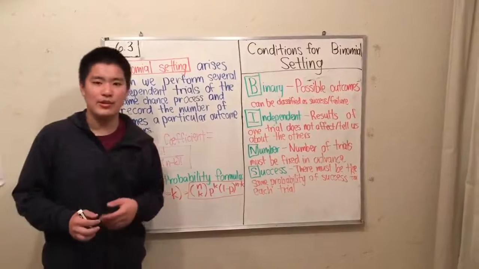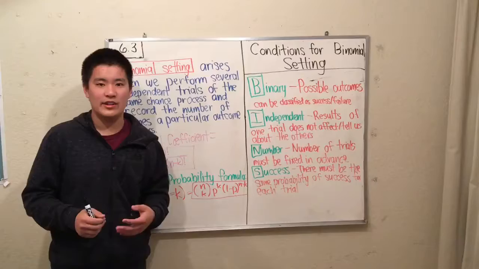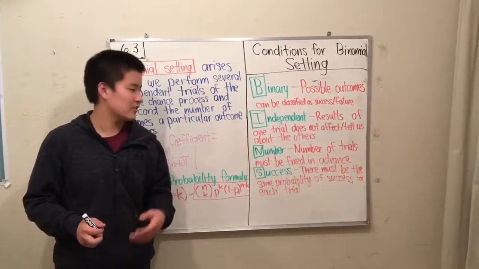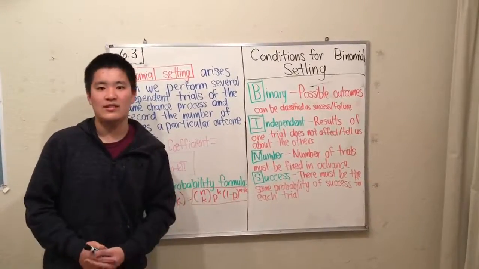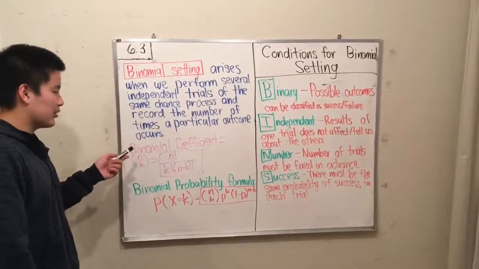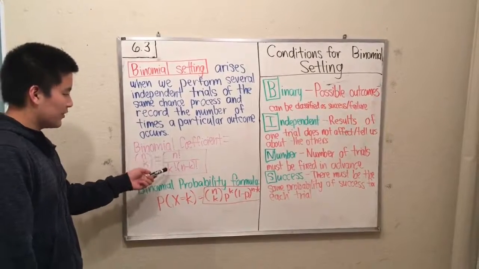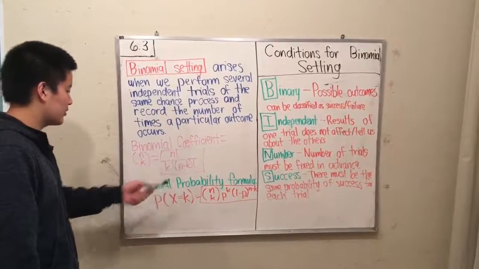S is for success. There must be the same probability of success for each trial. If you're flipping a coin, each time the probability of getting heads is 1/2, so that doesn't change, so the S condition is met. In order to calculate the binomial probability, we need to calculate the binomial coefficient, which is n choose k, which is equal to n factorial divided by k factorial times (n minus k) factorial.